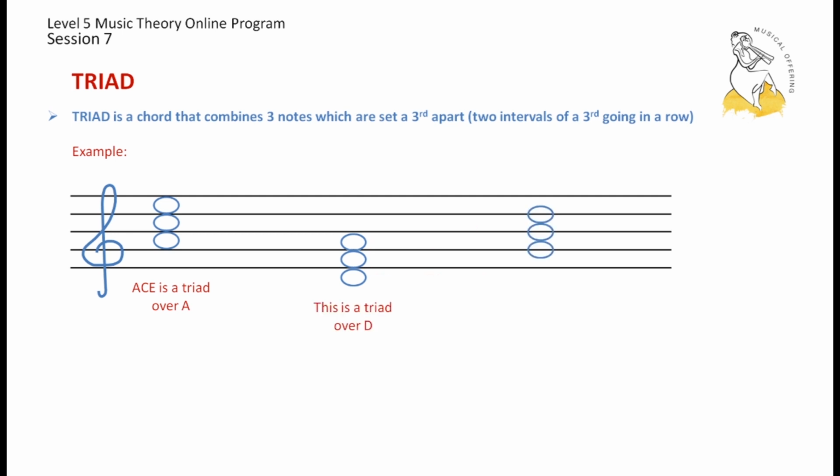Another triad, G, B, D from the bottom up. G to B is a third: G, A, B, and B to D is another third: B, C, D. G, B, D is a triad above the note G. And so on.